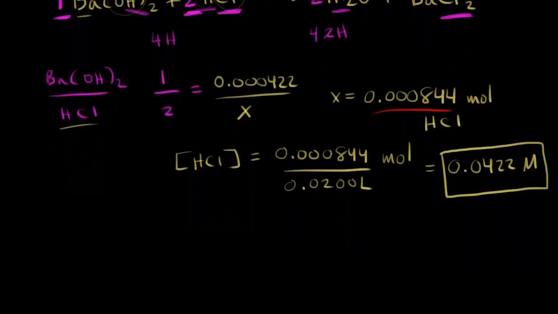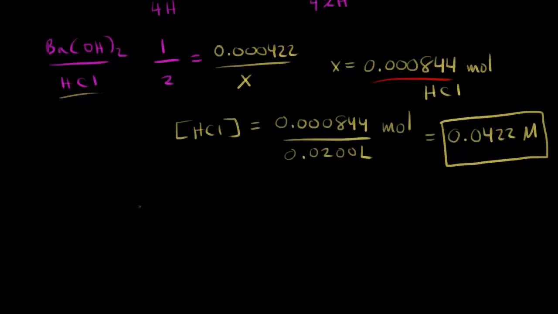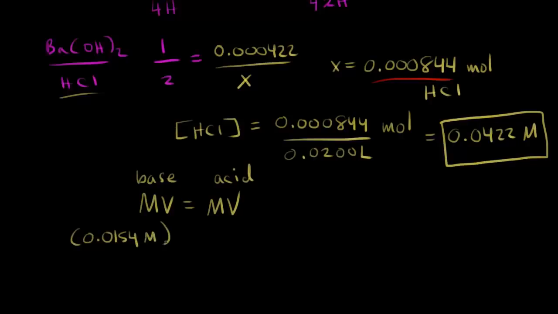Let's see what happens if you try to use MV is equal to MV, that shortcut that we learned about in the last video. So this would be MV is equal to MV, and let's do the molarity of the base times the volume of the base is equal to the molarity of the acid times the volume of the acid. So for our base, the concentration was 0.0154 molar, and the volume of base that we used was 27.4 milliliters in our titration. For the acid, we don't know what the molarity is. That's what we're trying to find in the problem, and the volume was 20.0 milliliters.